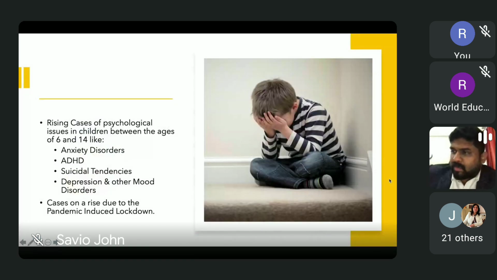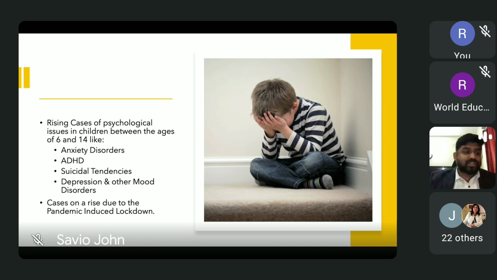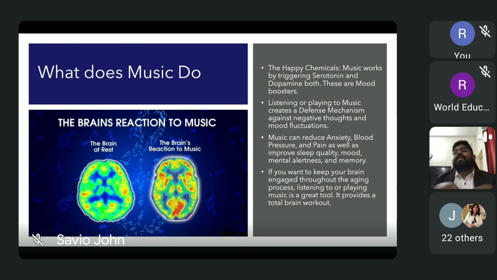See, we know that there is a rising case of psychological disorders between the children of ages 6 and 14, like anxiety, stress, suicidal tendencies, depression, and all these cases have just suddenly increased due to this uncertain lockdown type of situation caused by the corona pandemic. And so, what does music do? When a child listens to music or when a child plays a certain instrument, this is not just in children, this is in the lives of every individual.